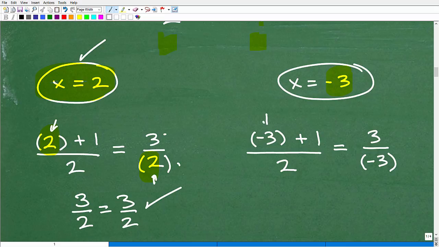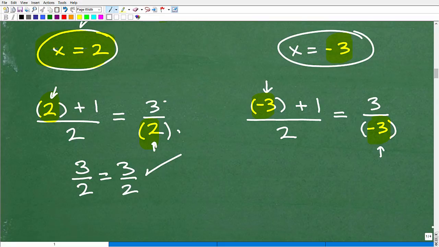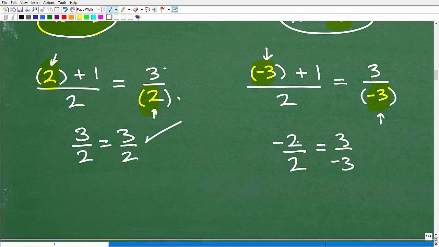All right, now let's check -3. We're going to plug in -3 everywhere where x was, and these are the two spots where x was located in this original proportion. So let's work the numbers here. Negative 3 plus 1 is negative 2, so that's negative 2 over 2. And is that equal to 3 over negative 3? You're saying these aren't two equal fractions, but the values are equal. They are equal fractions, they just don't look the same, because negative 2 divided by 2 is negative 1, and 3 divided by negative 3 is negative 1, so the left equals the right, so that is true.